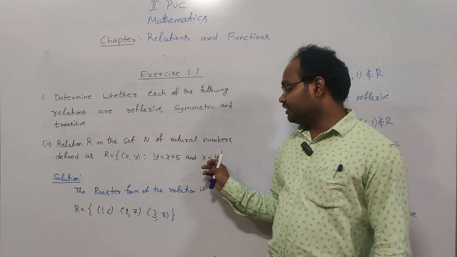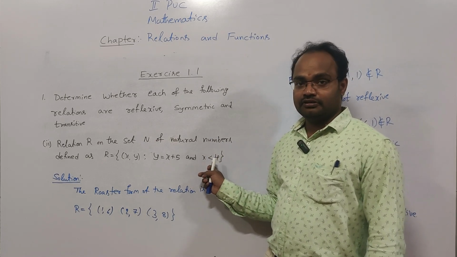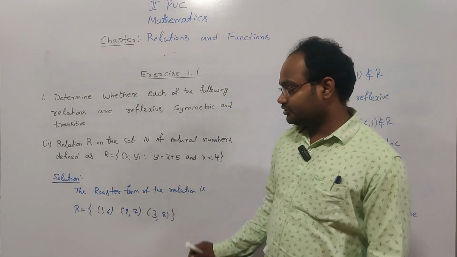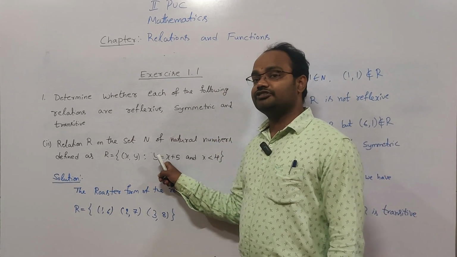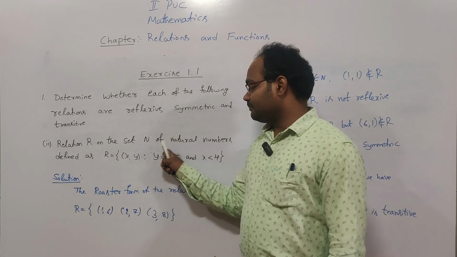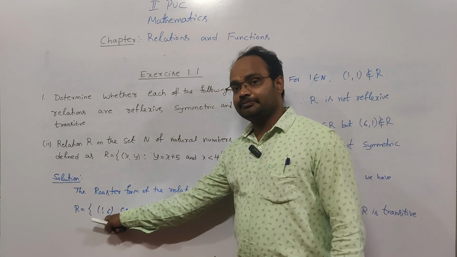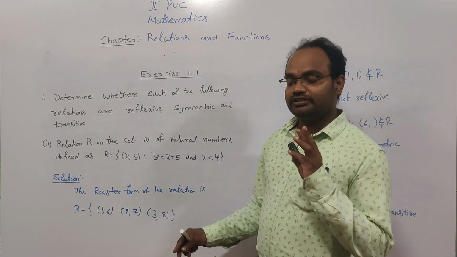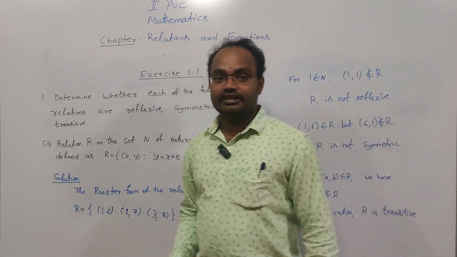1, 2, 3. Only 3 elements we will get in the domain, right? So therefore, what is the roster form of this relation? Roster form of this relation will be when x is equal to 1, y will be 1 plus 5, 6. So 1 comma 6, similarly 2 comma 7 and 3 comma 8. We will get only 3 ordered pairs in the relation set.